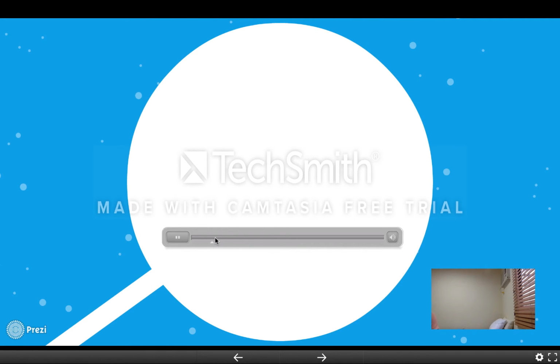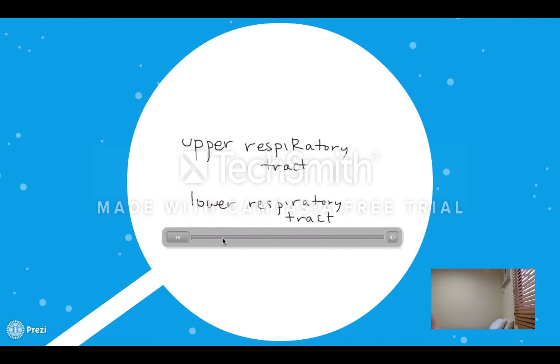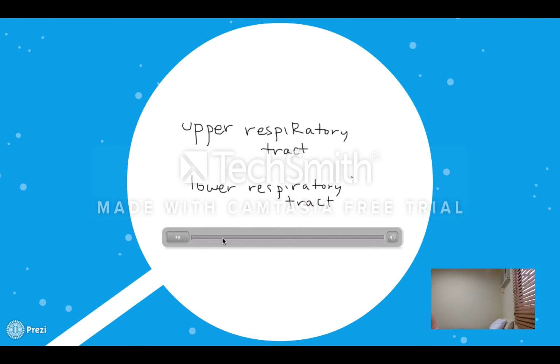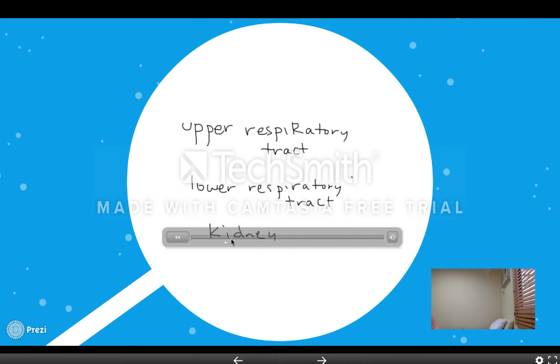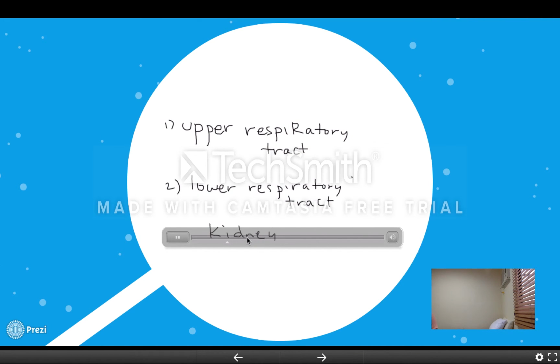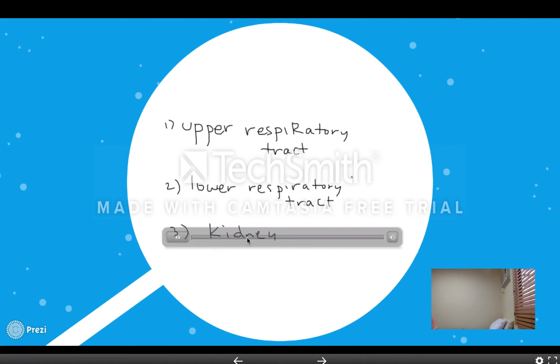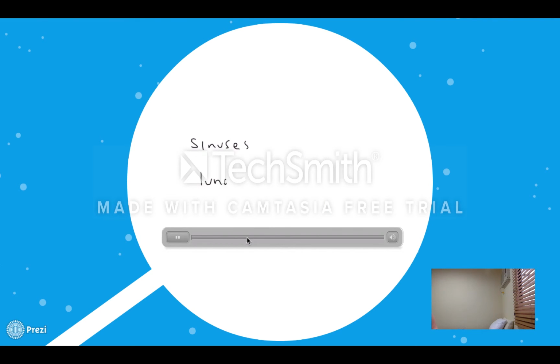Now, what's the best way to explain it without confusing somebody in a presentation? I think the best way is to break it down into three main areas and then go from there. And these are the three main areas: the upper respiratory tract, the lower respiratory tract with the lungs, and the kidney.